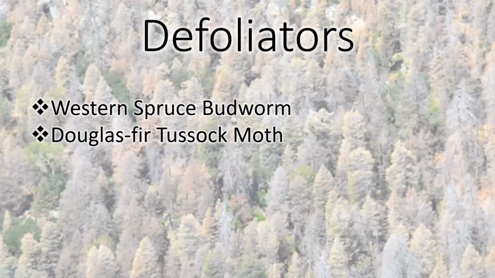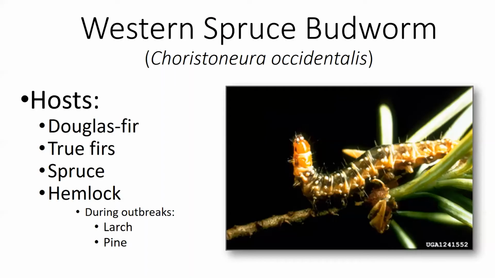How about defoliators? Our two major defoliators in eastern Washington include the western spruce budworm and the Douglas fir tussock moth. The most damaging defoliator in Washington, in terms of acreage, is the western spruce budworm. Its main host is Douglas fir here in eastern Washington, followed by grand fir, and it does feed on spruce and hemlock, and during outbreaks, it'll eat just about anything.